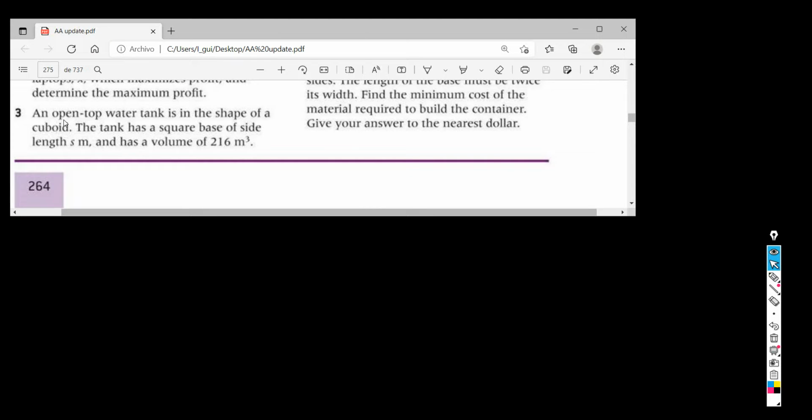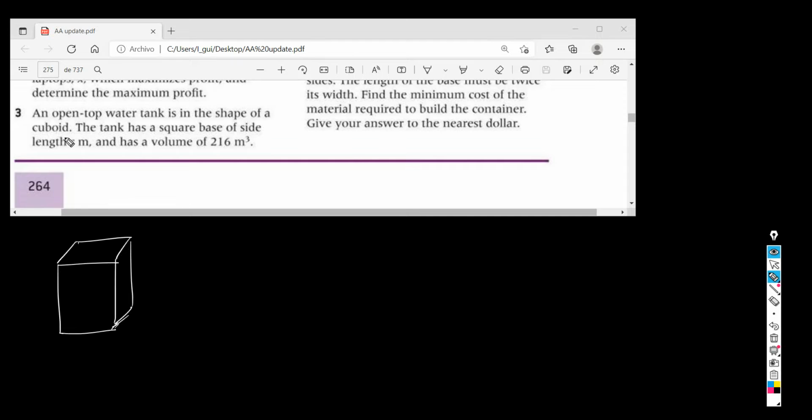So number three, an open top water tank is in the shape of a cuboid. So let's draw that already. That is not a very good shape for a water tank, but anyways. So you have a water tank in the shape of a cuboid, which is basically a box, like a carton of milk, and it doesn't have any top.